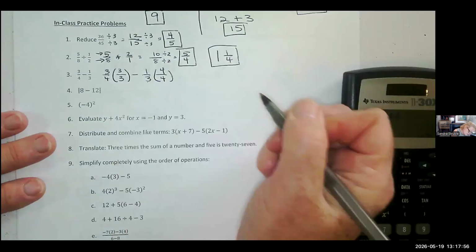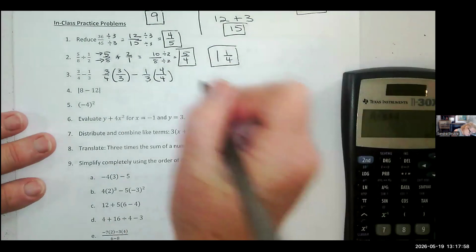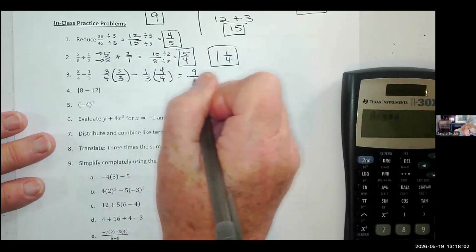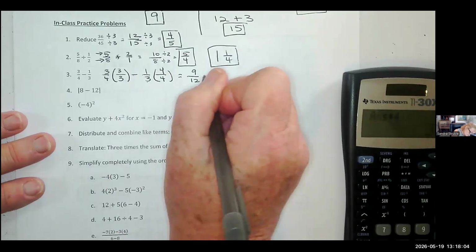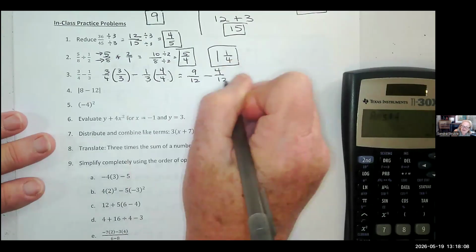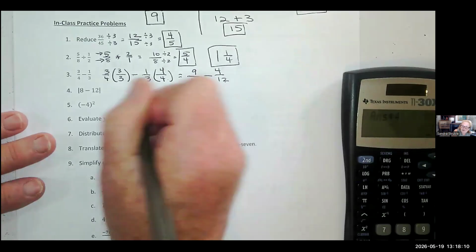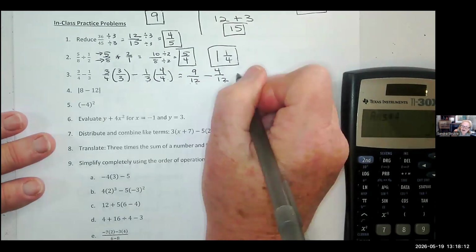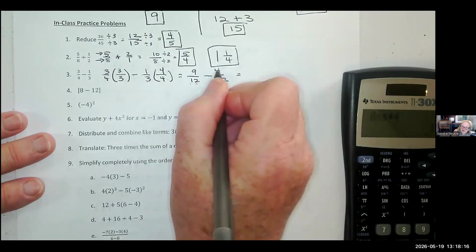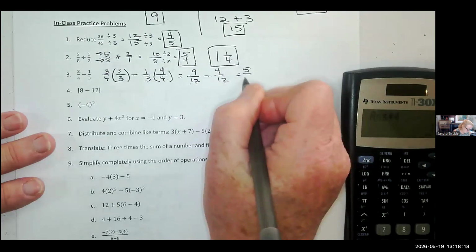Next step, 3 times 3 is 9. 4 times 3 is 12. Minus 1 times 4 is 4. 3 times 4 is 12. If these are not the same, you did something wrong here. Lastly, you combine your numerators. 9 minus 4 is 5. Same denominator. No reducing.